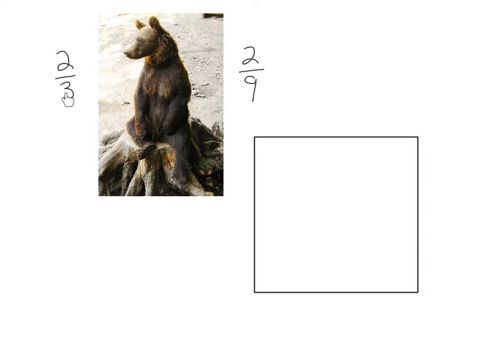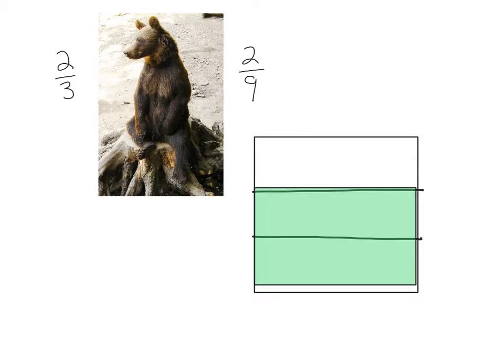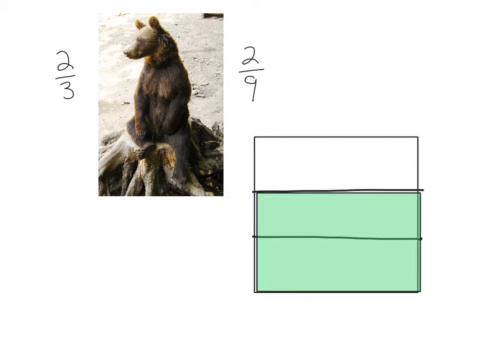Now I need to create 3 parts, which means I'll do 2 lines. So I'm going to go 1 line right here and a second line right there. And I get 2 out of the 3 parts. And that is how much of his rump fit on this stump right here. So let's go ahead and fill in 2 out of those 3 parts. And bam, here we go. I got 2 out of the 3 parts, and slide that down so it fits a little better.